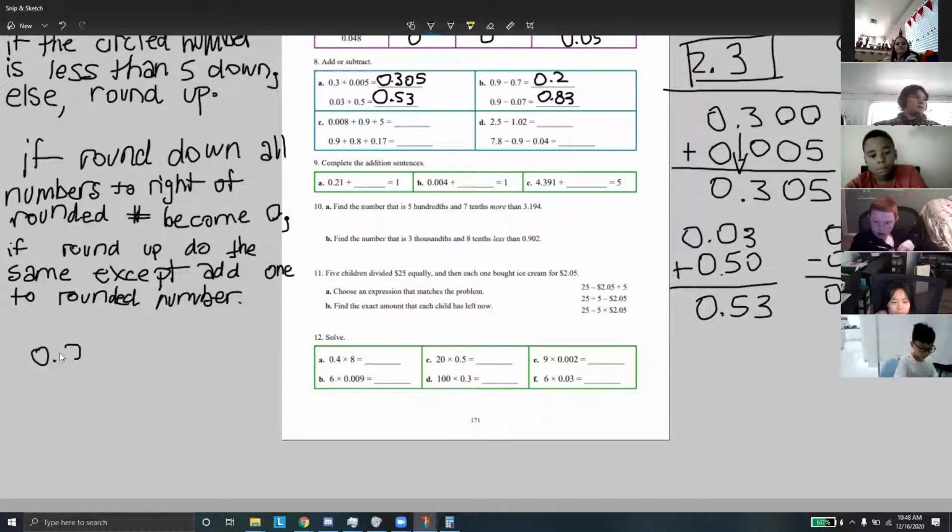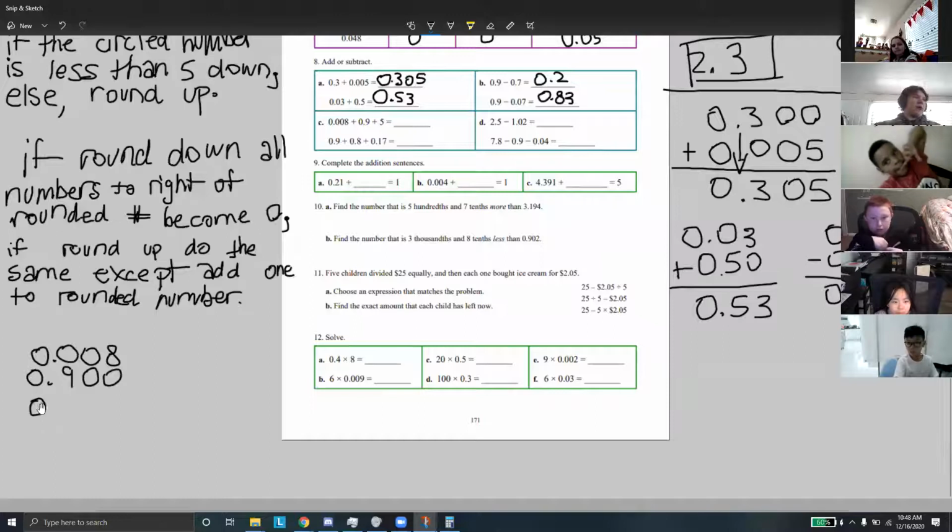Okay, great. Man, I'm kind of running out of room still. 0 and 8 thousandths plus 0 and 9 tenths. And 0 and 9 tenths is equal to 0 and 900 thousandths. And this one is just 5. And so I could just write 5 with zeros after it.